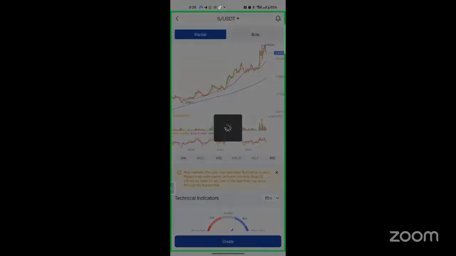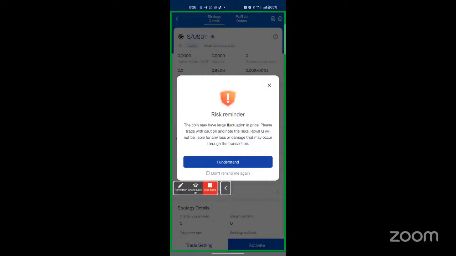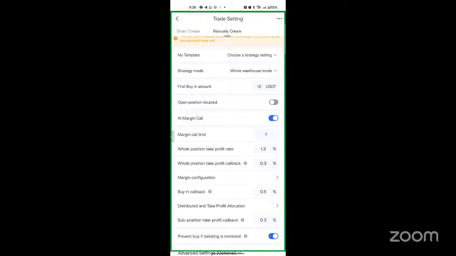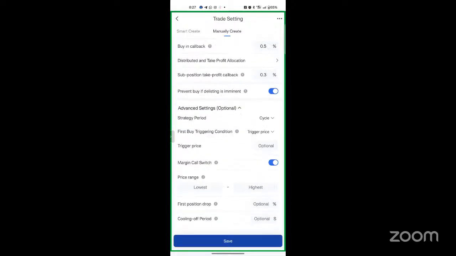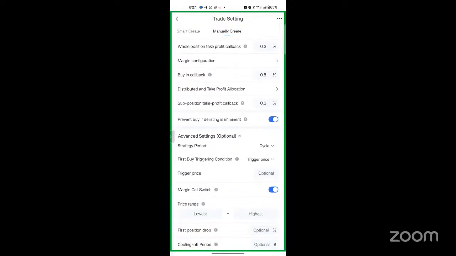So let's go to Royalq and finalize this thing. Now, when you tap on create, martingale strategy bot, and then you come on trade settings. On this area where there is advanced settings, you can choose cycle or one shot. It's up to you. I have explained cycle and one shot already. So I'll always put in cycle so that I don't miss any opportunity on this coin.